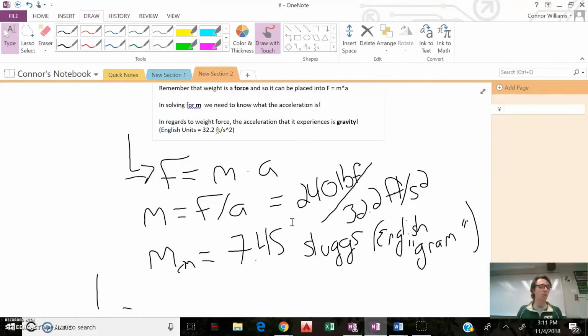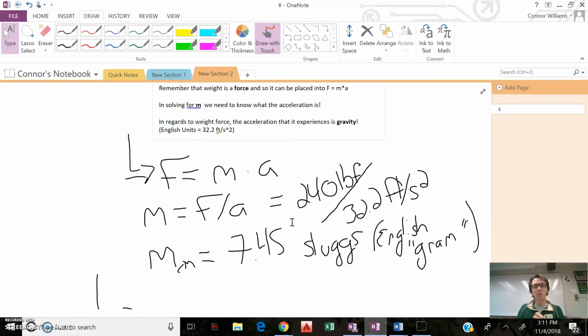Gravity is an acceleration, and that 32.2 is in English units, whereas in metric units gravity is 9.81 meters per second squared. Here we're in English units using pounds, so we use feet per second squared. We took 240 divided by 32.2, and it comes out to 7.45 slugs. A slug is a unit of mass in English units, pretty much equatable to a gram, which is a mass unit in metric. So we're going to think of it as just a mass unit. We got slugs, but what does that mean?